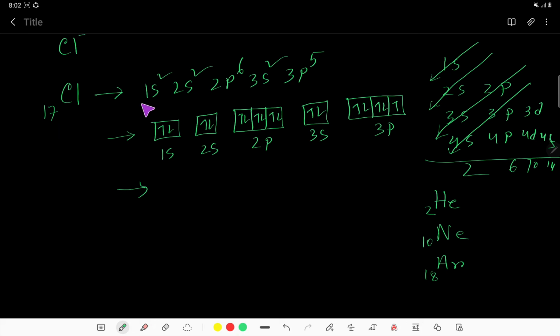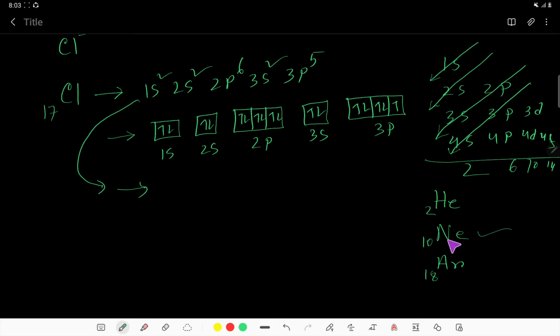To express the spdf electron configuration using noble gas notation, you have to go to group 18 of the periodic table. In group 18 you will get helium, neon, argon, right? You need to memorize these elements. The atomic number of chlorine is 17, so you have to select a noble gas whose atomic number is immediately lower than chlorine. So 17 and immediately lower than chlorine will be neon.